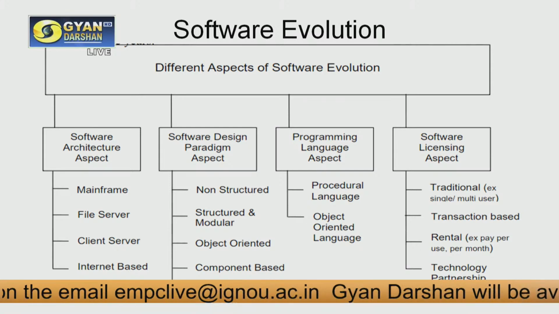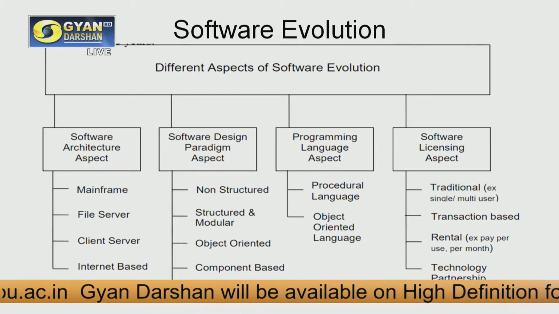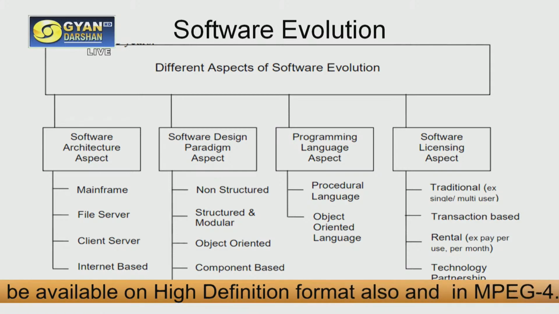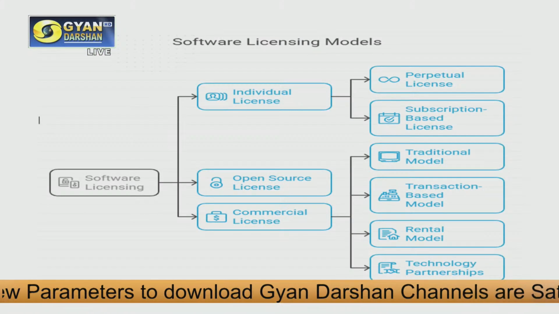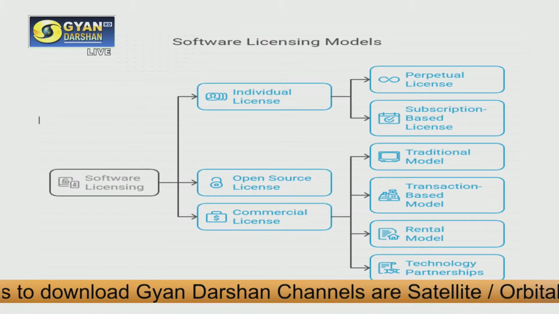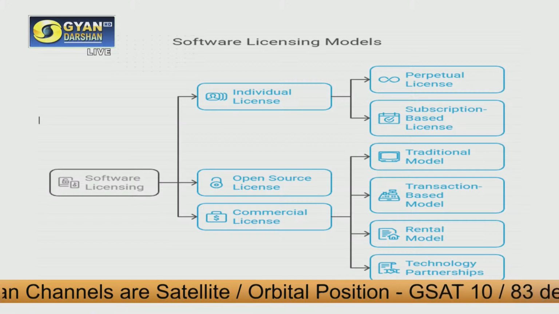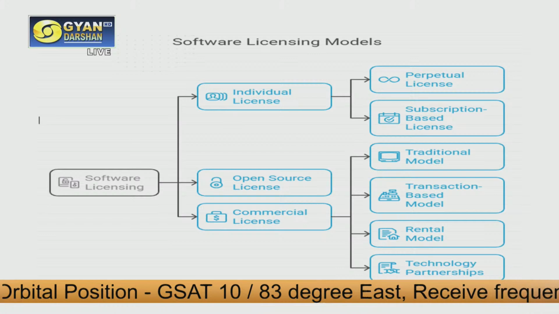Now, in this session, we are going to cover open source licensing. We are going to understand the traditional licensing mechanism, the rental mechanism, and the different ways to go for software licenses. Software licensing is broadly categorized into 3 categories. We have individual licenses, which could be perpetual licenses or subscription-based licenses. We are going to discuss that. Apart from that, we also have commercial licenses and open source licenses.